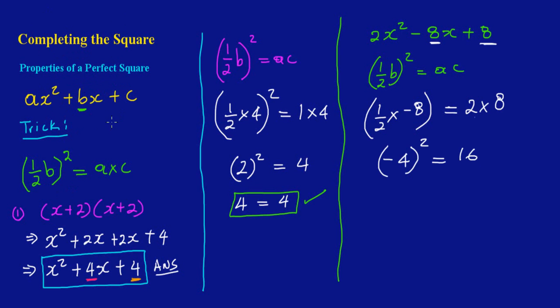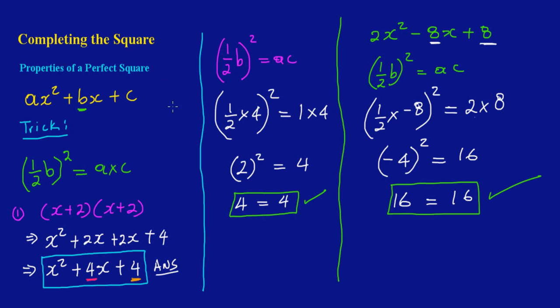Let me square that. I should have the square there, sorry about that. Now negative 4 times negative 4 will give me a positive 16, and 16 is equal to 16. So again, my friends, we have another perfect square. What is different from the first one is that in this case b was negative. So again, that's a perfect square.